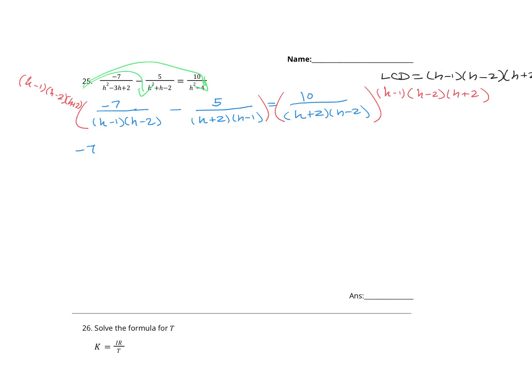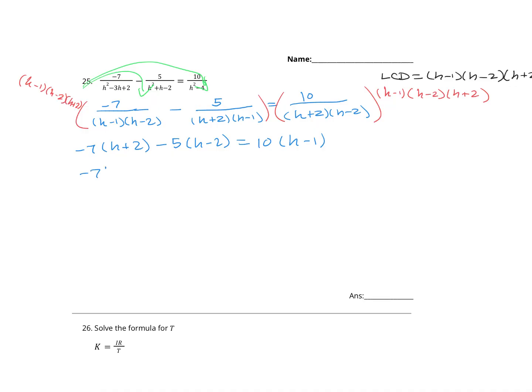The h minus 1's and the h minus 2's are going to cancel, but I'm left with the h plus 2. It's still there. And then for the second, the -5 is there. This time around when I distribute, the h minus 1's are going to cancel, the h plus 2 is going to cancel, but I'm going to pick up the h minus 2. And then on the right side, the 10's already there. The h plus 2 is cancel, the h minus 2 is cancel, and I'm picking up an h minus 1. I should now be fraction free, and I can just distribute.